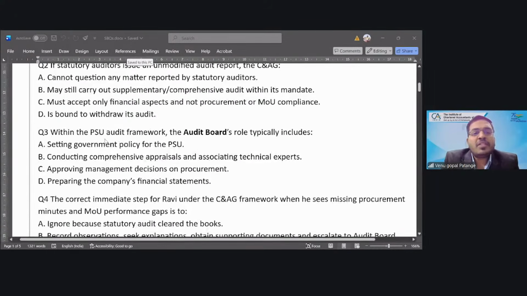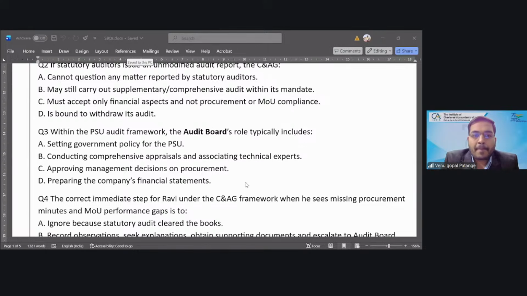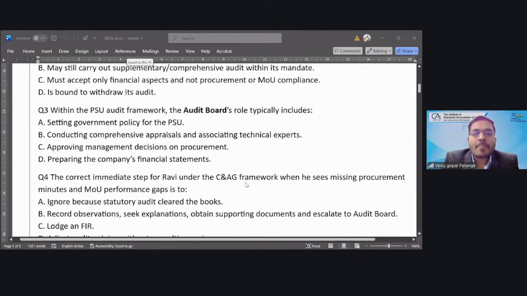Within the PSU audit framework, the audit board's role typically includes: setting government policies, conducting comprehensive appraisals and associating technical experts, approving management decisions, or preparing the company's financial statements. So what could be the answer? The answer is B, conducting comprehensive appraisals, and if needed, they can also take help of experts.